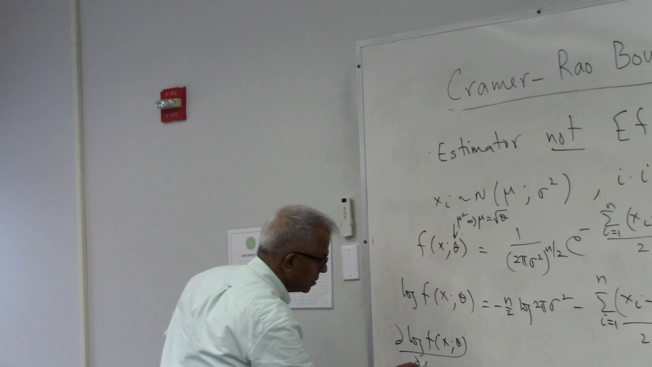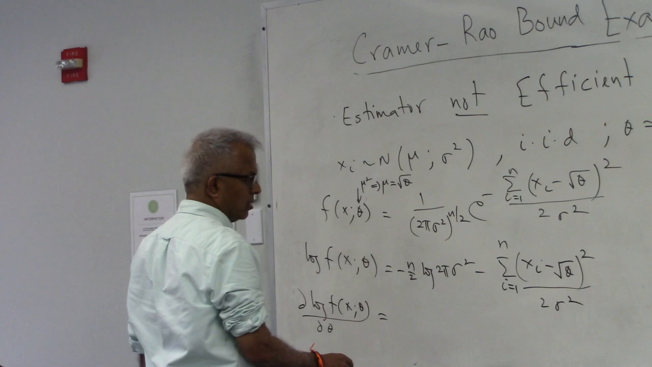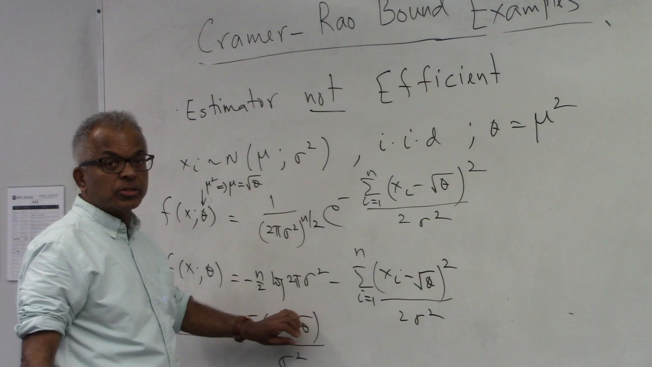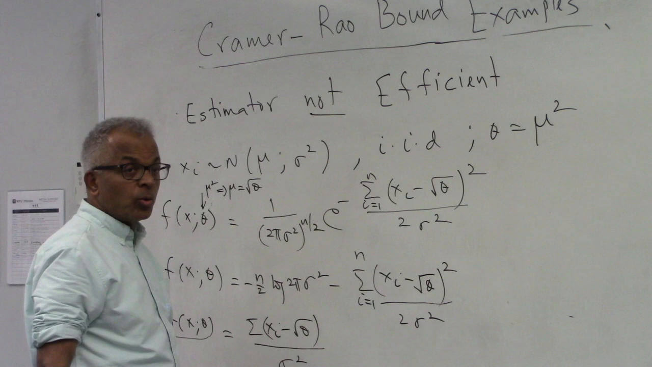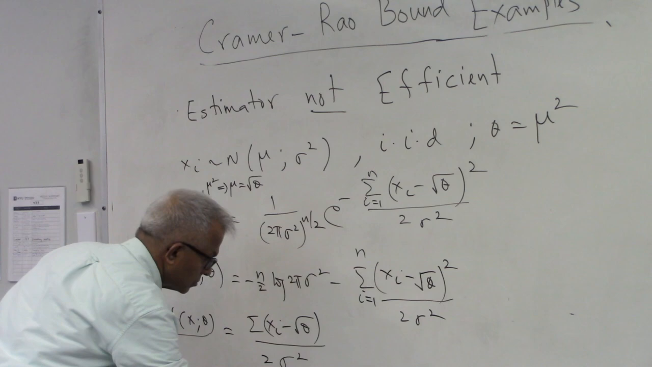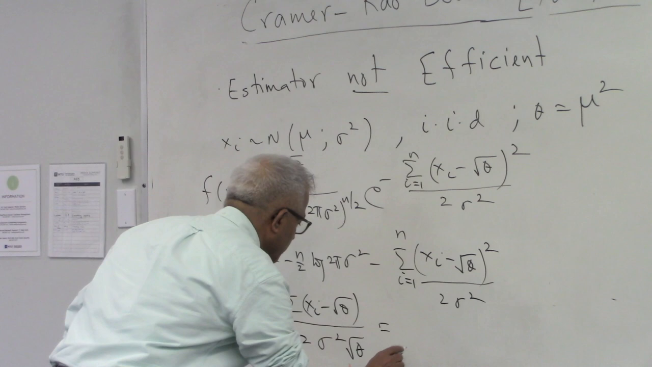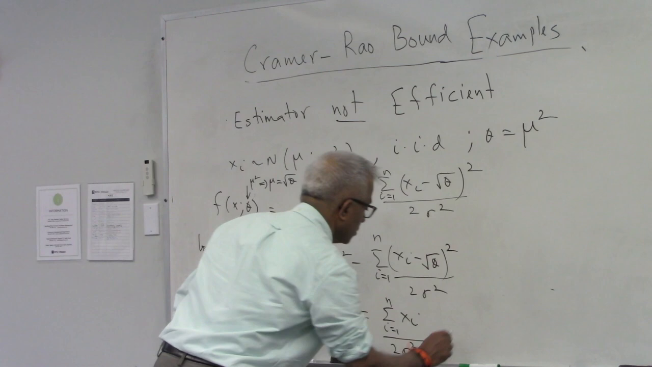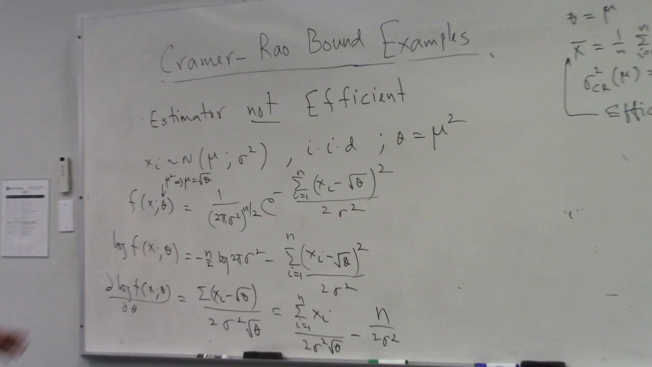with respect to theta. There is no derivative here. In this one, the 2 cancels, the minus goes away. So we get sigma xi minus square root of theta, and the derivative of this with respect to theta, so what is it? 1 over 2 square root of theta. So you can write it as sigma over i equal to 1 through n of xi over 2 sigma squared square root of theta, minus 1 over 2 sigma squared, right? So I'm going to do the second derivative.